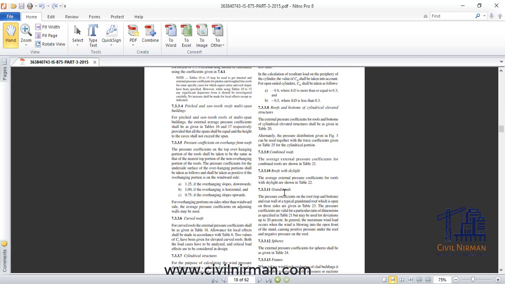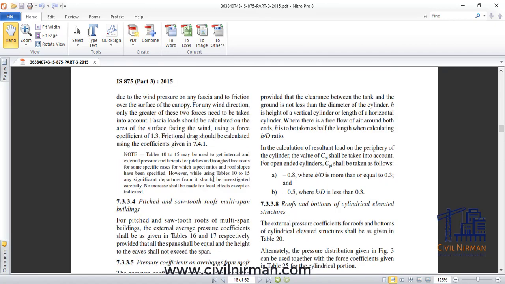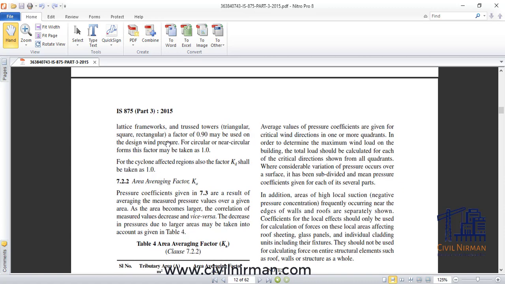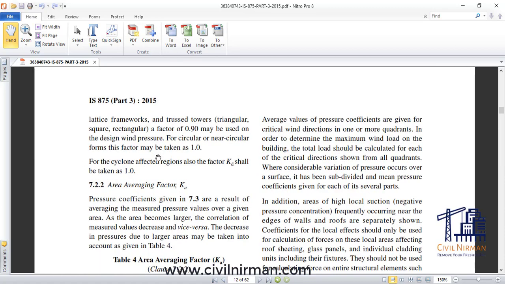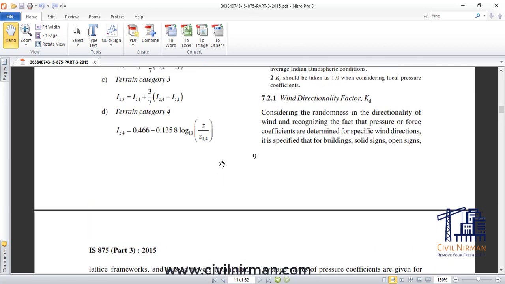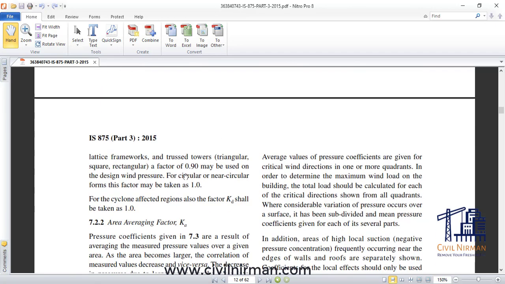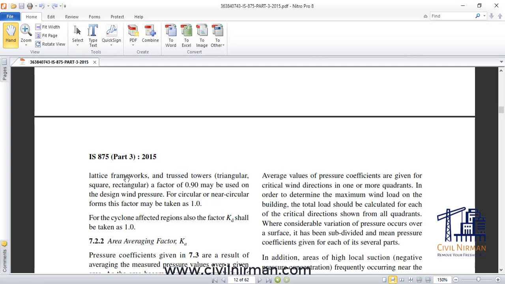So we know that, so we can go ahead. Yeah, there is one part left. See this point, which is in terms of the KD value. In that point I have explained all the part that for the regular structural frameworks, truss towers and all this part, you have to go with the 0.9 part. For circular and non-circular forms, this factor can be taken as 1.